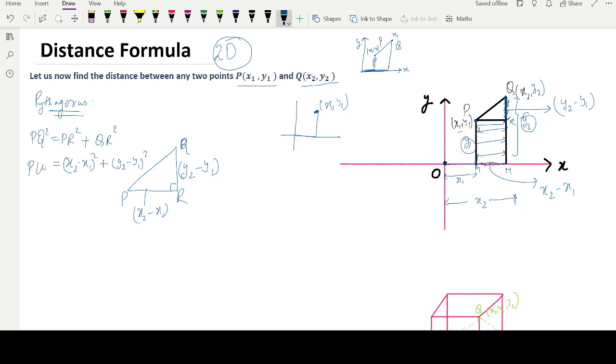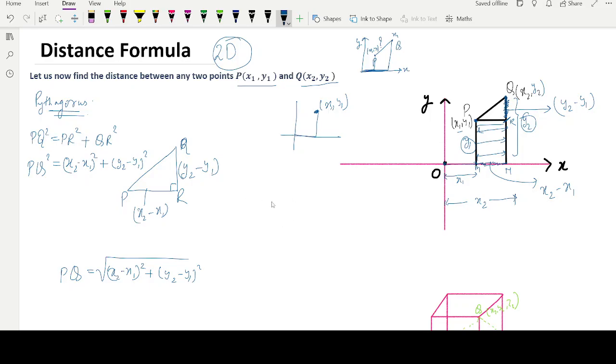This is PQ squared. So what is PQ? PQ is the square root of (x2 minus x1) squared plus (y2 minus y1) squared. This is the legendary distance formula for 2D. I hope this is simple and you connect it.